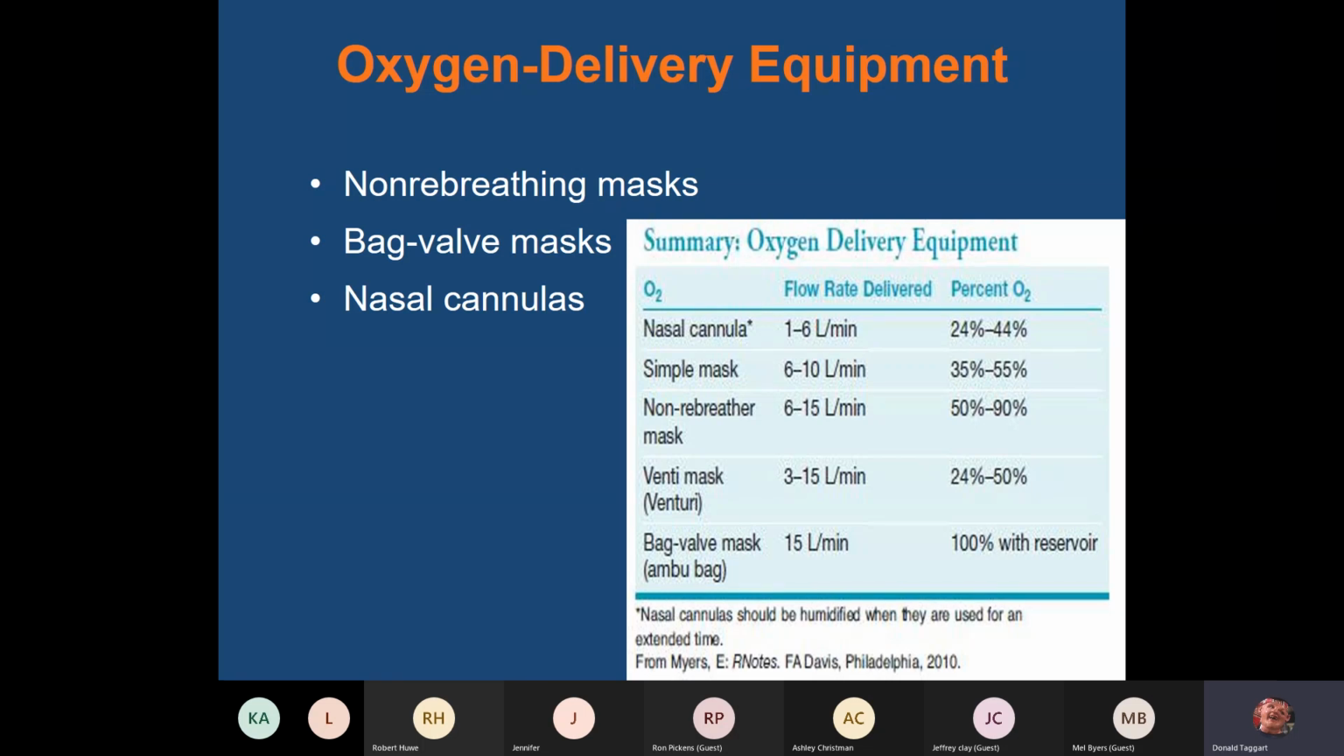And then you can see that the only thing that will deliver 100% with a good seal is a BVM that has a reservoir and that you're pumping a bunch of supplemental oxygen into. But again, I've seen a lot of questions on state tests based on this graph right here.